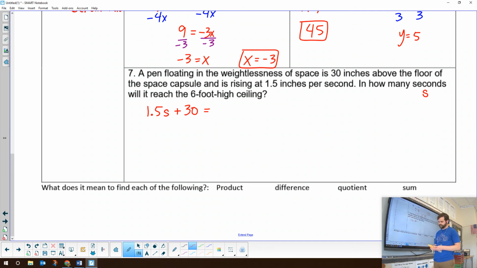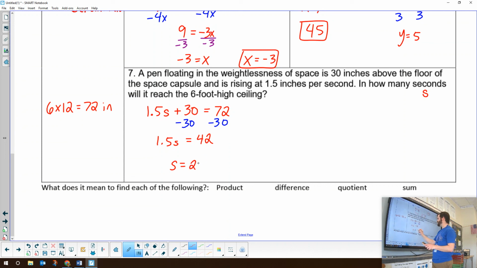I got to go 6 times 12. 6 times 12 is 72. So we're going to end up with a 72 there. Now all I have to do is solve. So I'm going to minus 30 here, minus 30 here. You get 1.5s equals 72 minus 30 is 42. And then we're going to go 42 divided by 1.5. And we're going to end up with S equals 28.